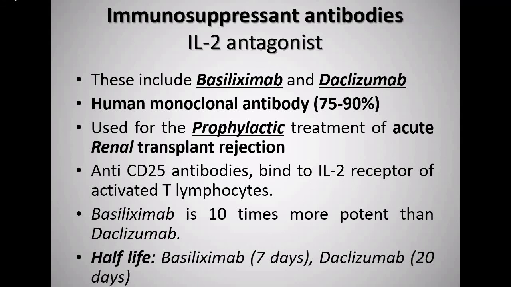Basiliximab is 10 times more potent than daclizumab. The potency of basiliximab is higher, and the half-life is also high, 7 days. Daclizumab has a 20 days half-life. So potency-wise, they have a difference. Otherwise, the target is the same.